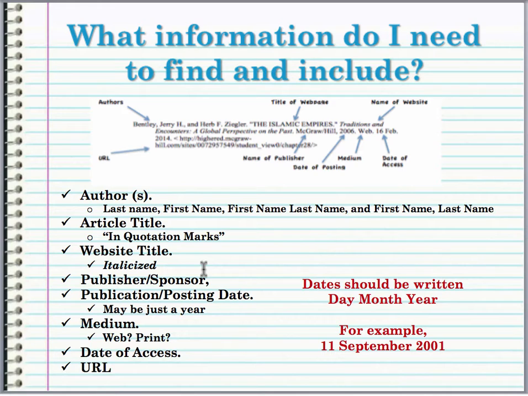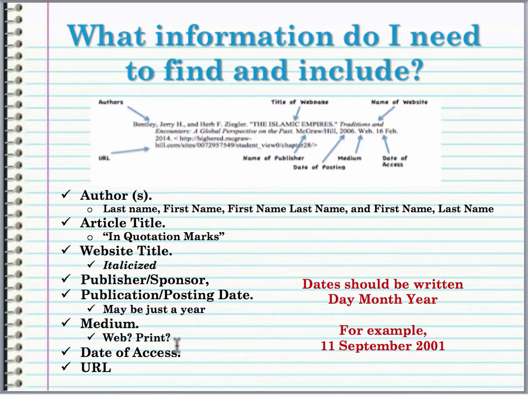The next piece is the medium. What this means is, is the person going to look on the internet? Are they looking online on the web? Or are they looking in print? Would this be in a book or a magazine or a newspaper that somebody could actually physically find in print? You will put the word web if it is something that is found online, and you will put the word print if it is something that is found in print.